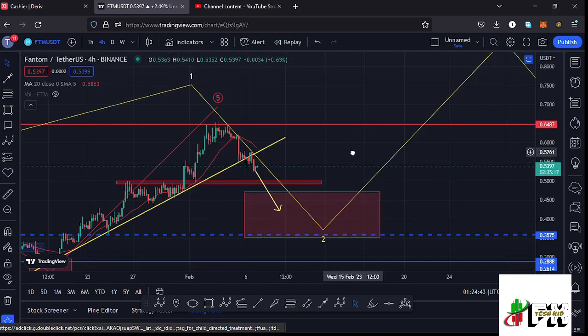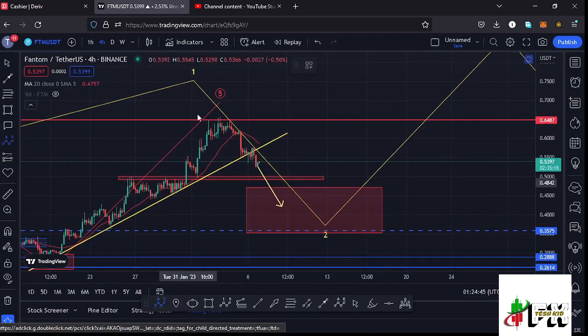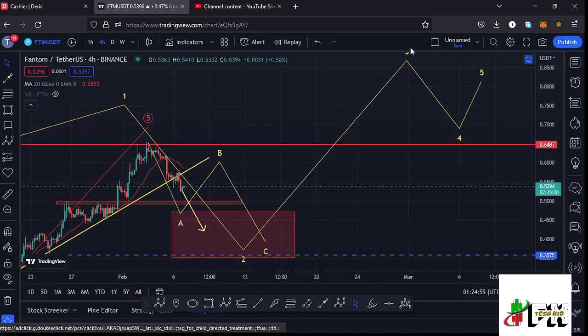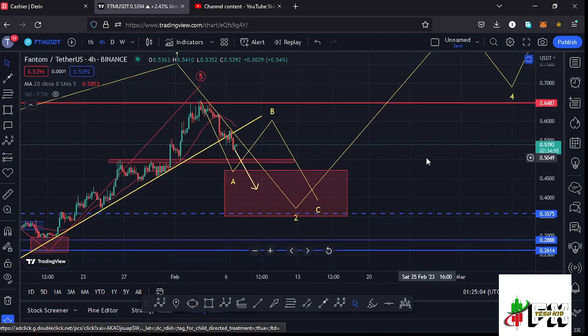And in the formation of that wave 2, I'm also expecting to see an ABC corrective structure, and that is because of the corrective nature in the formation of that wave 2, having the wave C fully maximizing the formation of that wave 2 and also giving us a low within this red target area. And once that happens, then we can expect a bounce to the upside in the formation of that wave 3. So that is what I'm expecting here on the short-term scenarios.